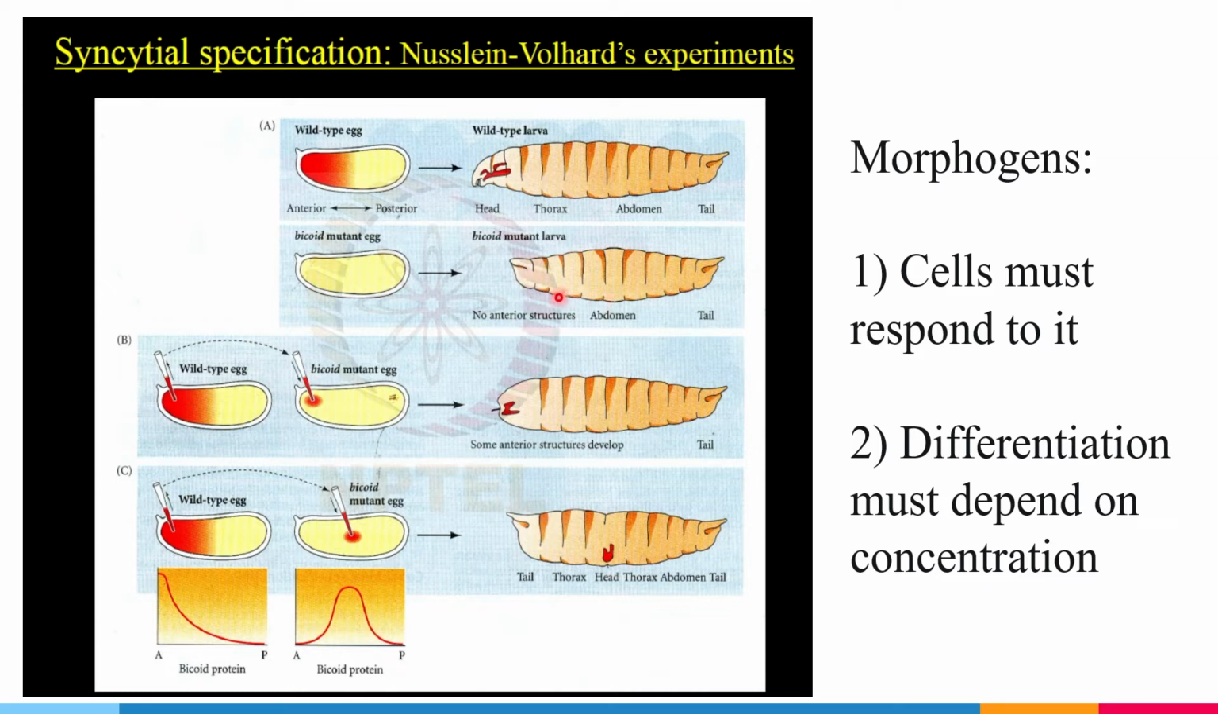So we have this particular mutant in which we have maximum bicoid concentration in the middle, and in here anterior-like structures have developed. So we have head and thorax in the middle itself. So this particular experiment proves that bicoid is actually a morphogen.